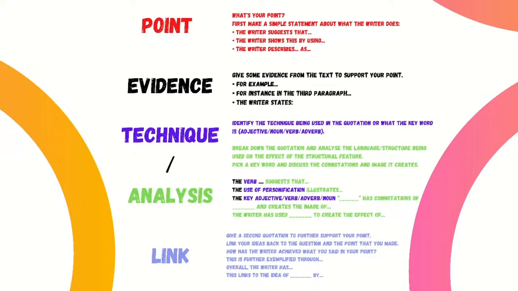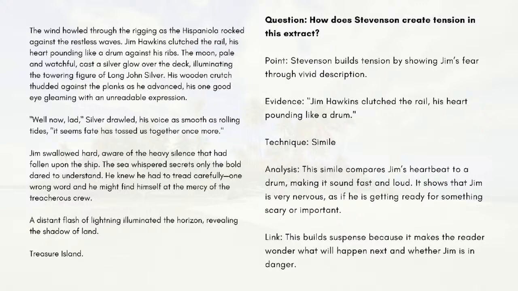But what we're going to try and have a go at now is the following. I'm going to show you how to structure this, and then I want to see if you can have a go at doing this on your own. So the first thing we're going to do is have a look at this. This is me showing you how to put this together. I want you to see if you can work on this on your own in a moment. So Stevenson's building tension by showing Jim's fear through the description.